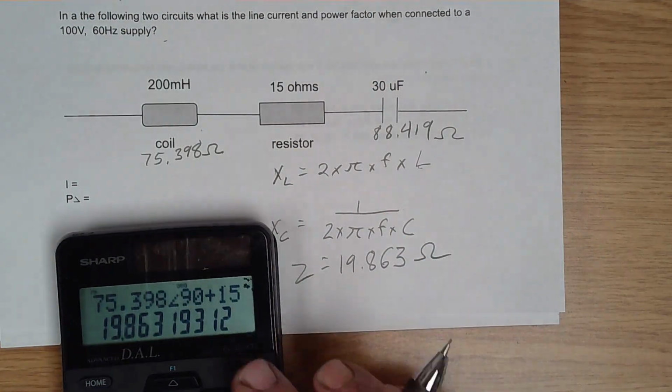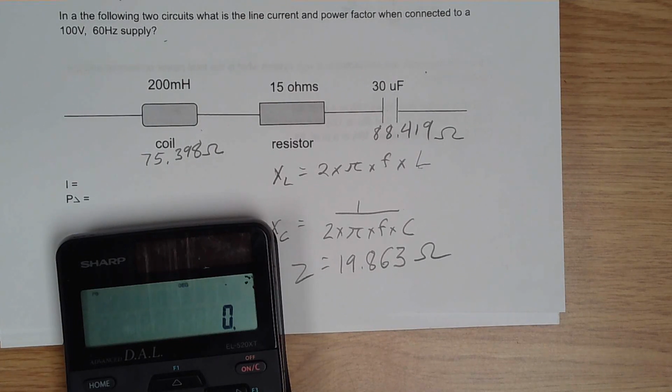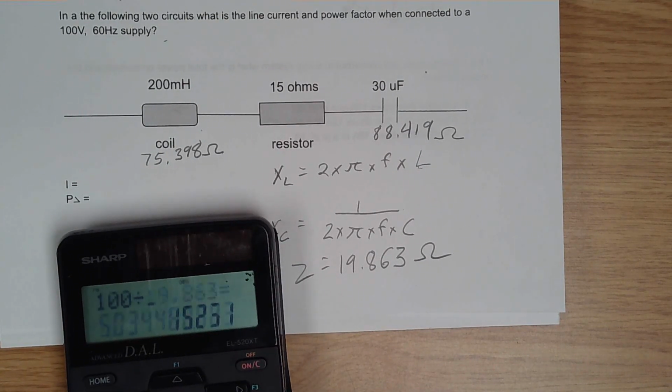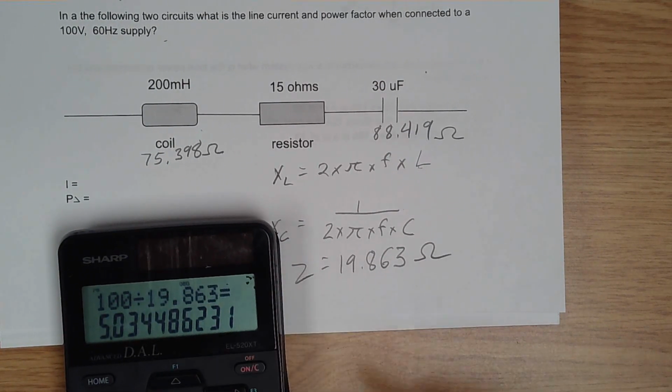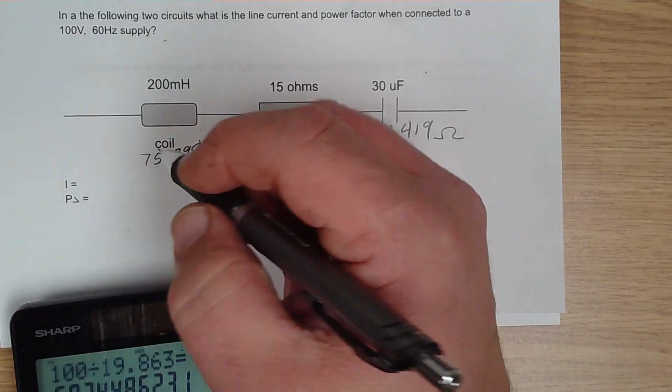We have 100 volts applied. 100 divided by 19.863 gives us 5.034 amps of current flow.